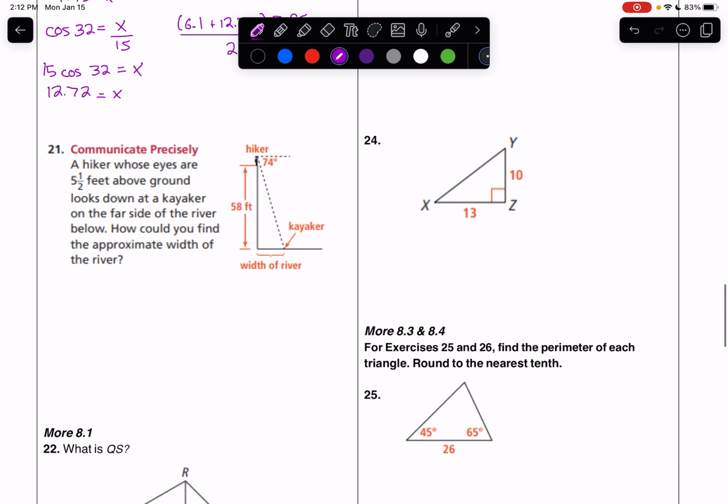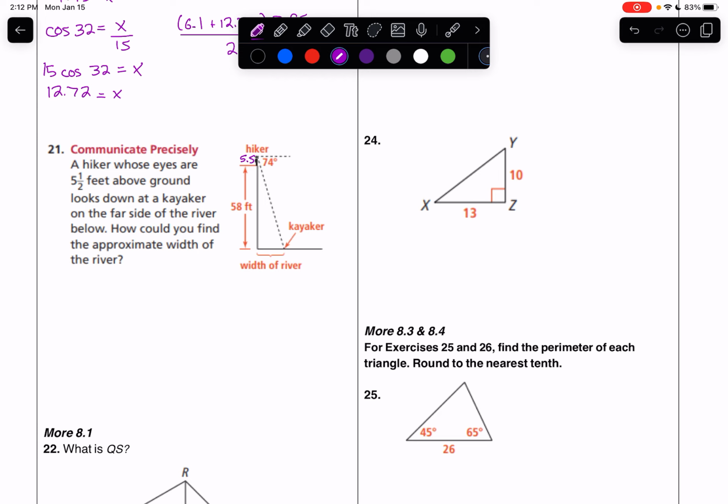Number 21, a hiker whose eyes are 5.5 feet above the ground. That's going to tell us something. That tells us this piece right here is 5.5 feet, which is part of the height of the right triangle there. They look down at a kayaker on the far side of the river below. How could we find the approximate width of the river?